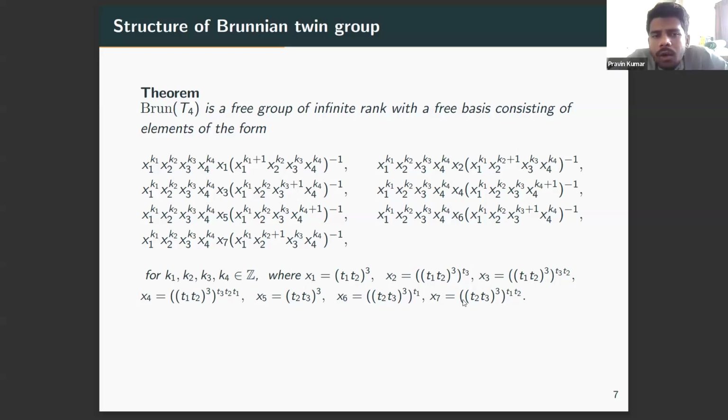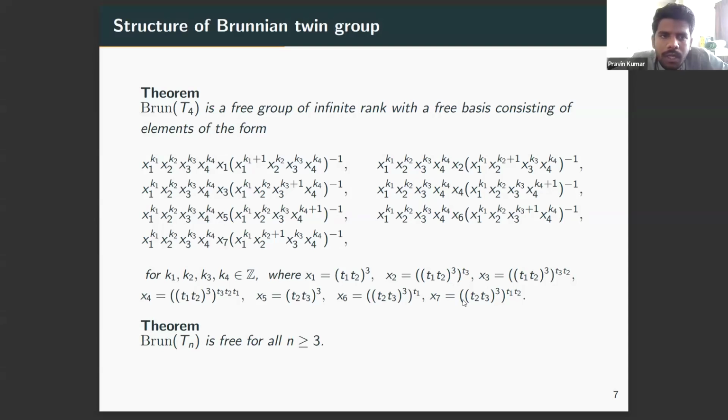When n is greater than or equal to 4, finding such a normal form for coset representatives is not feasible. So we couldn't apply the Rademacher-Schreier method there, but we somehow managed to argue that it at least forms a free group. So this subgroup, the Brownian twin group, is a free group for all n greater than or equal to 3.